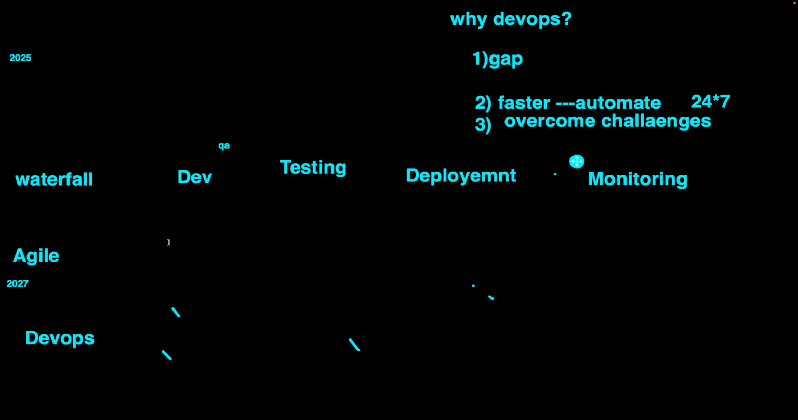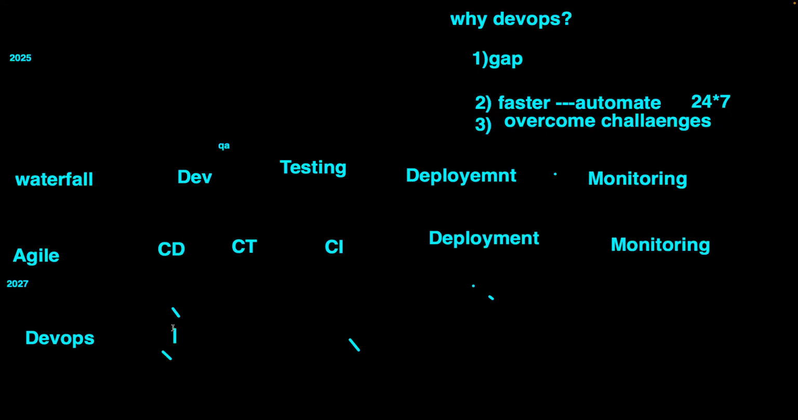Then in Agile, the continuous C is important: continuous development, continuous testing, continuous integration, which means it's happening parallel, iterative. It's not that after development testing begins. Testing and development happen parallel, iterative. That's why those two teams were brought together with Agile. But only after integration, deployment is again manual. After complete integration, deployment would happen and then monitoring.